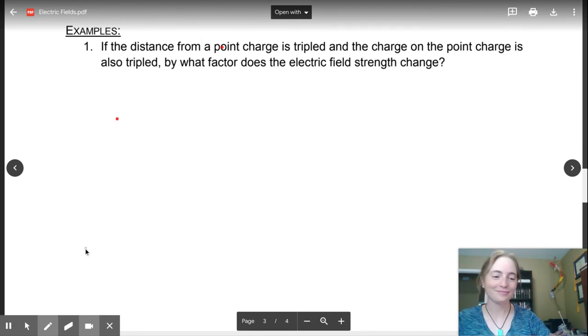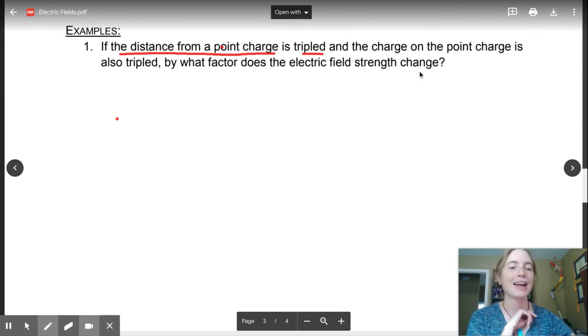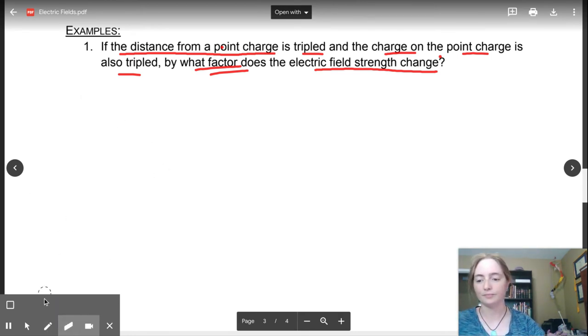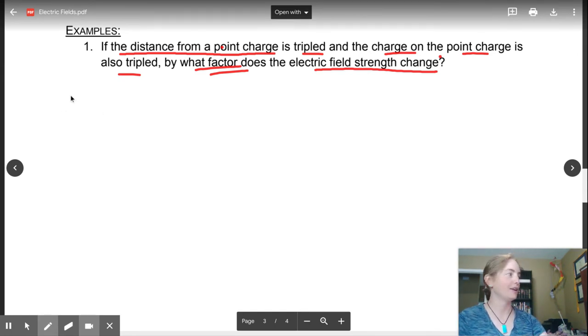All right. So, ladies and gentlemen, if the distance from a point charge is tripled, ratios, and the charge on the point charge is also tripled, by what factor does the electric field strength change? Oh, here we go. Factors, ratios. Awesome. Now, in this case, we don't have an original value to start with, but we've only been asked for the factor. So what we're going to do is start it out as our original and modified again.